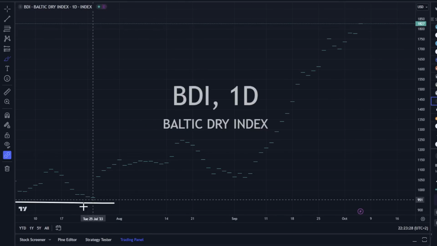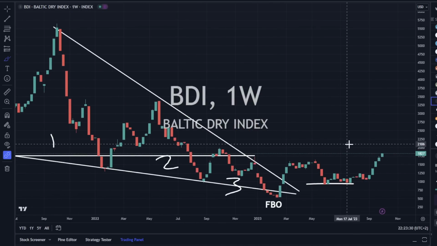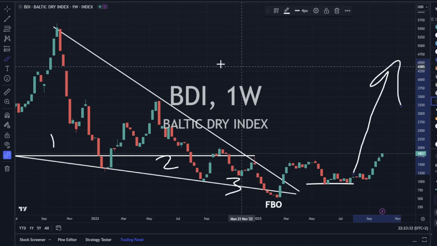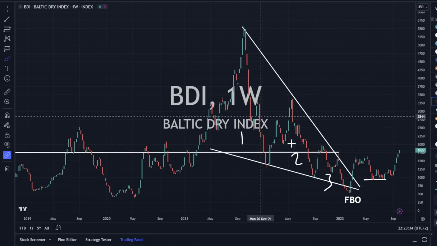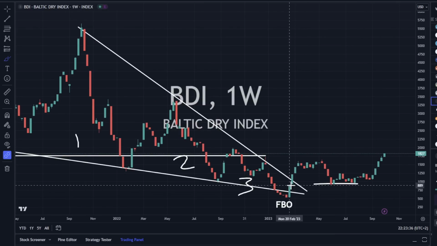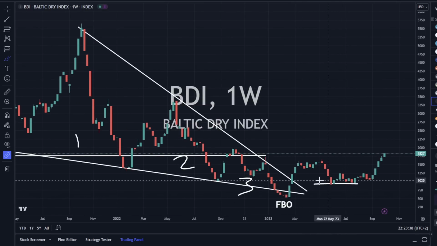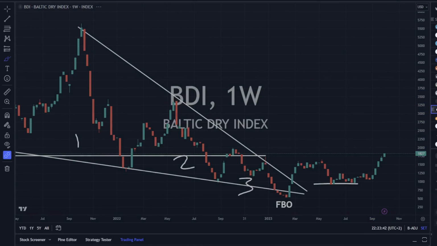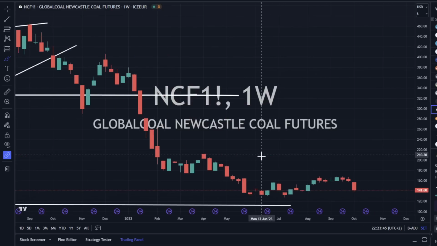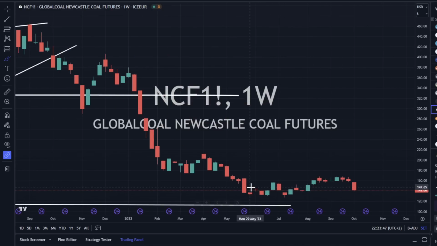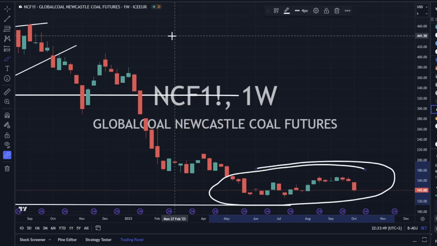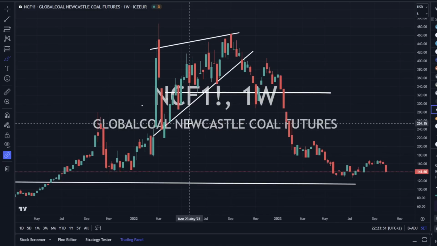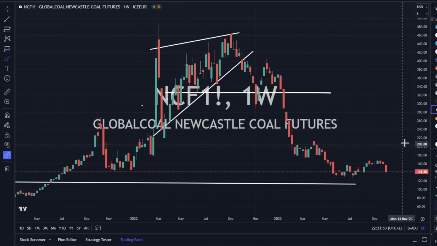Baltic Dry Index up. This guy is on fire, like I thought, going higher. We had the previous falling wedge, the breakout of the falling wedge, false breakdown, and it just went sideways. Most of the times, it goes higher. Newcastle coal up 2%, down on the week, but again, this is basing out. I think coal would be a good spot to look at, especially if natural gas is going up like it is.